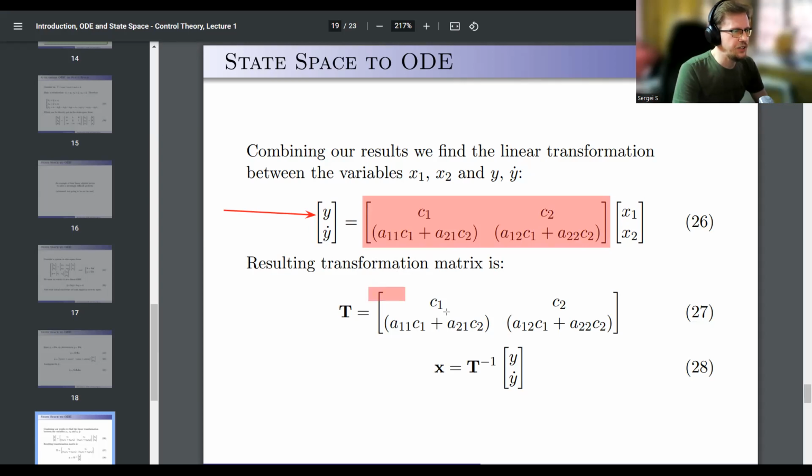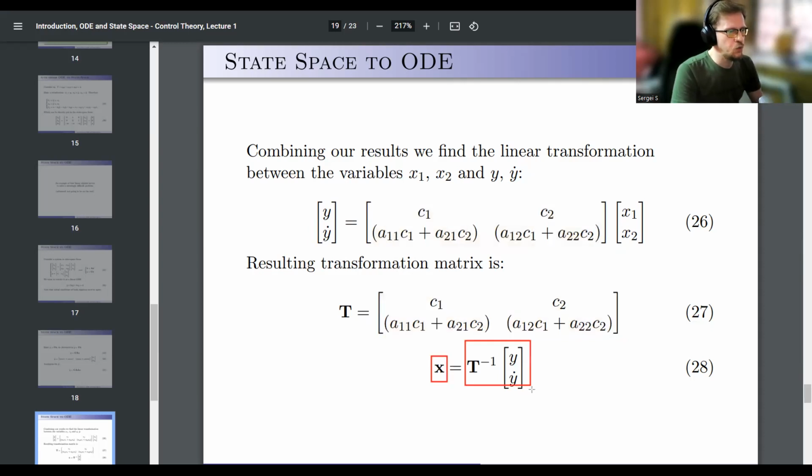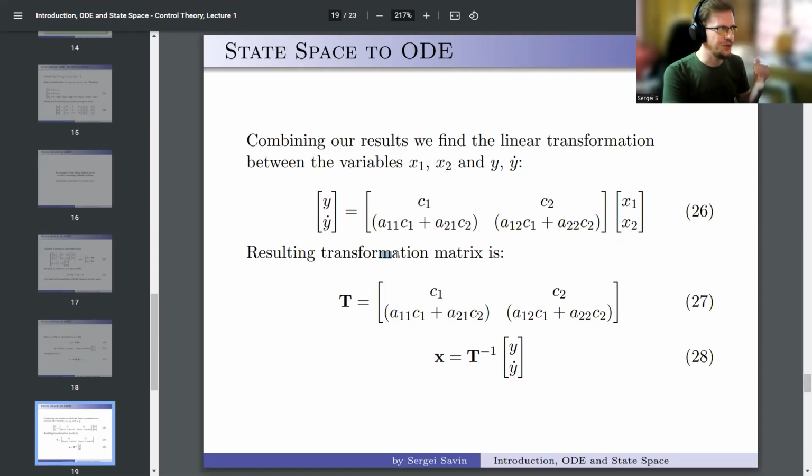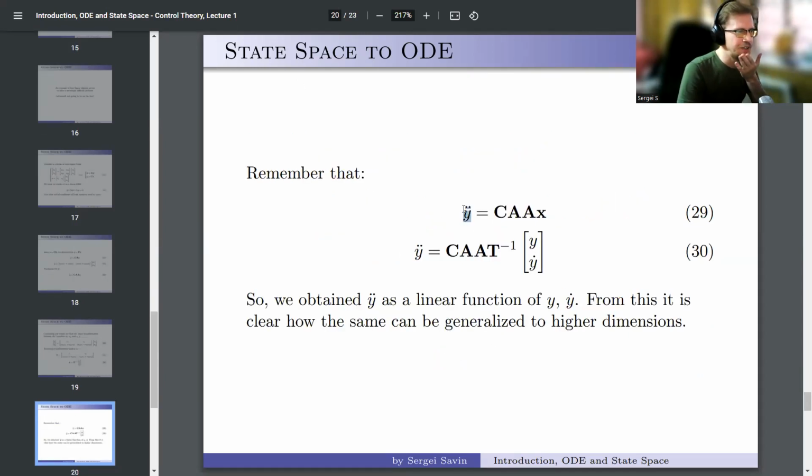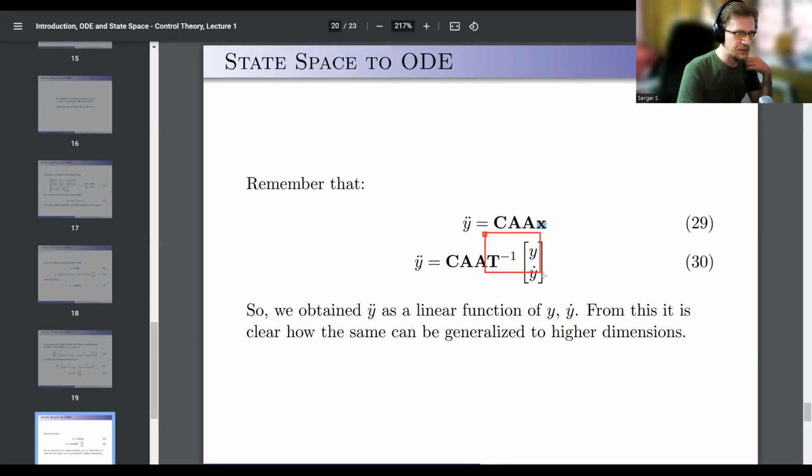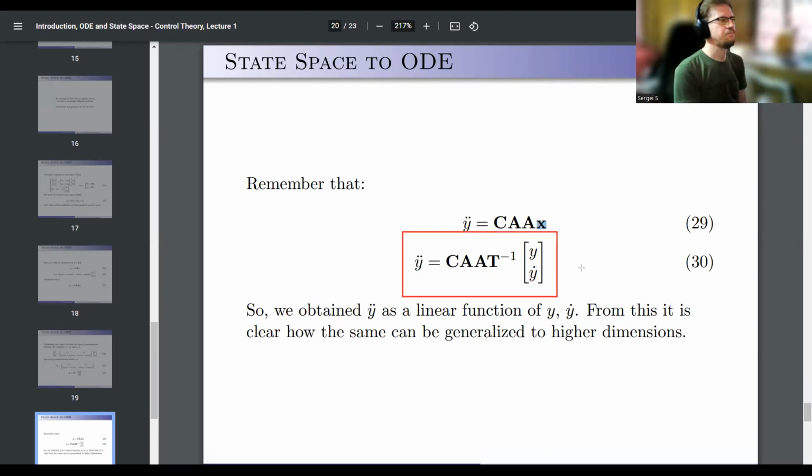So this huge matrix is a transformation matrix, which we can use to express what x is in terms of y. And x is T inverse times y, y dot. That is what x is. Now we know what x is, and we know what q double dot is. Q double dot is CAAx. Remember, we got it by differentiating twice. But we know what x is: T inverse times y, y dot. So we just substitute, and we get this whole thing. And that will be your equation.